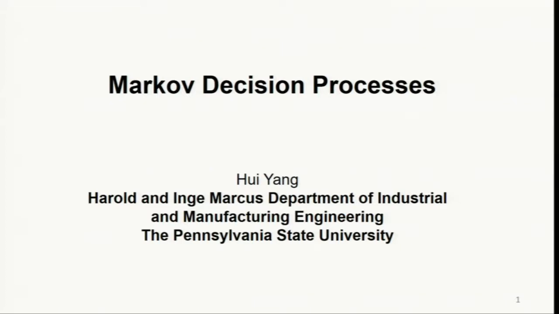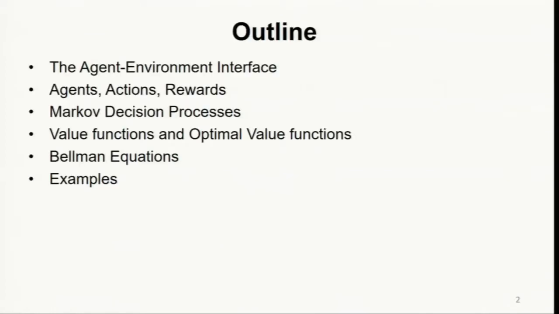Okay. So now let's get back to the Markov decision process. The outline of today's lecture: first is the agent-environment interface. Second is the agent's action and the reward. And then we're going to give the formal definition of Markov decision process, and also what the value function is and what the optimal value functions are. In the end, we are going to discuss the Bellman equations and give an example.